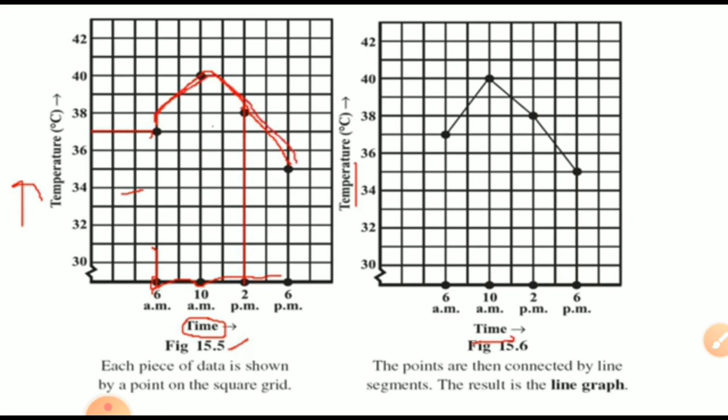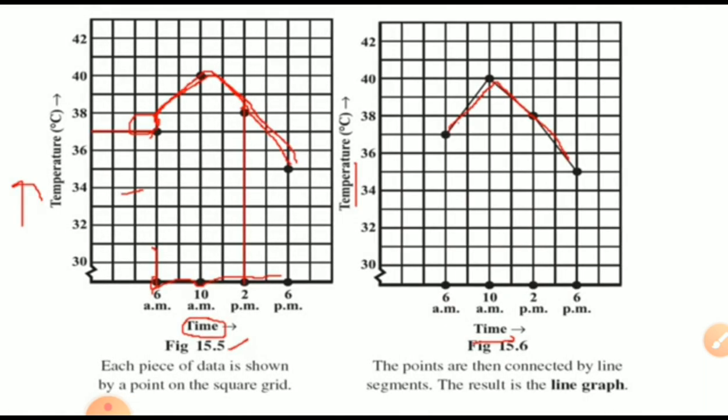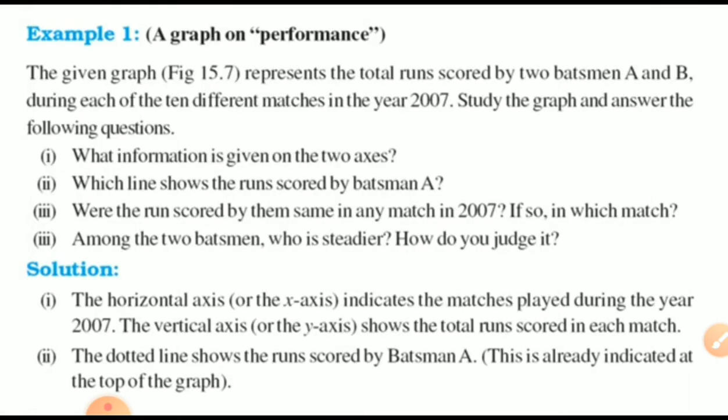We can say that at the time of 10, the temperature increased, but then after it went down and there was no fever. More than 38 degrees is a fever. Our body temperature should be below 38. What does this graph tell you? For example, you can see the pattern. It is showing the pattern up and down, and you can get it immediately. No need to see tables or any paragraph. From these small pictures, you can get a clear idea.